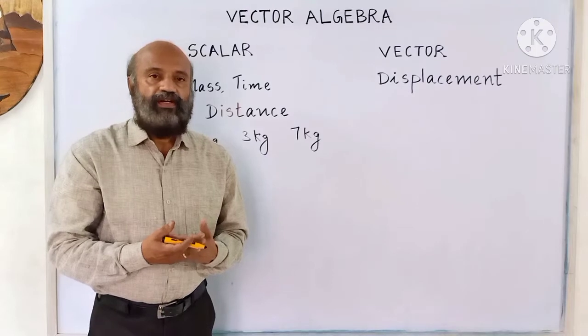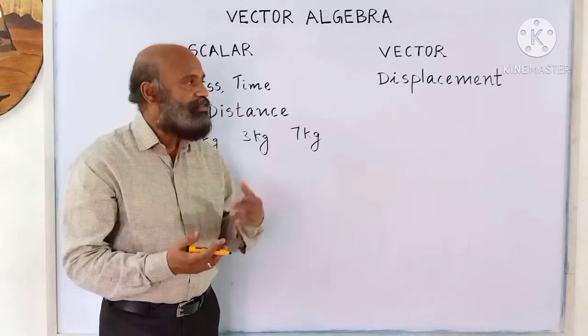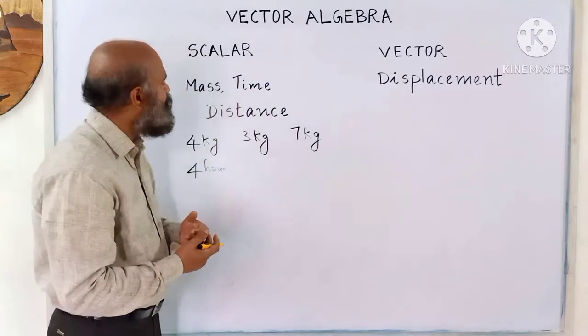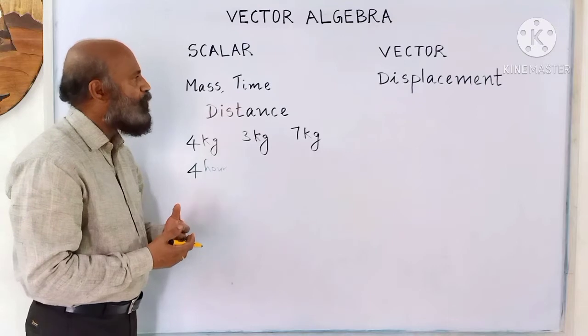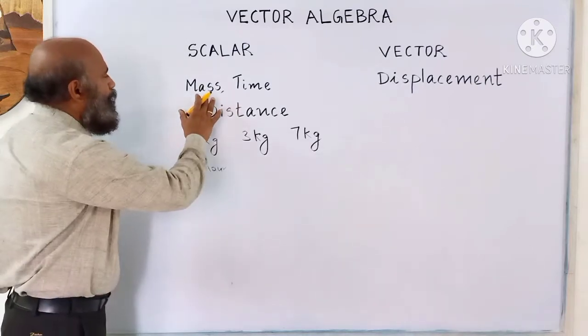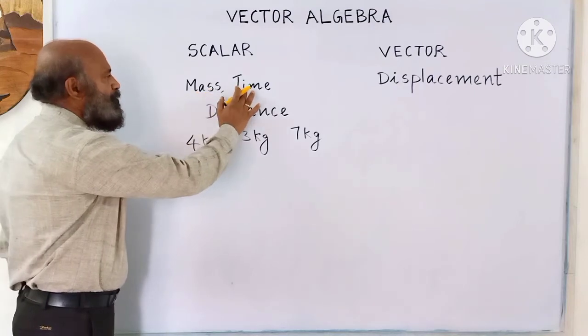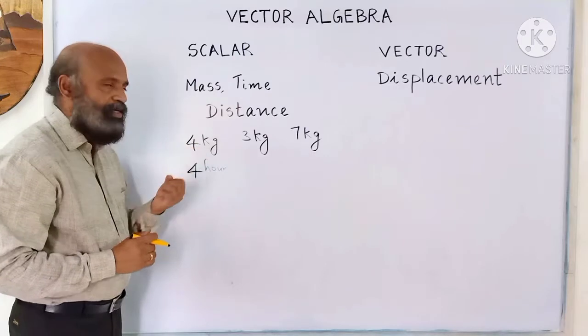In physics, there are two types of physical quantities. They are scalars and vectors. Scalars have no directions, only magnitudes. Examples: mass, time, distance. Mass is measured in kilogram.